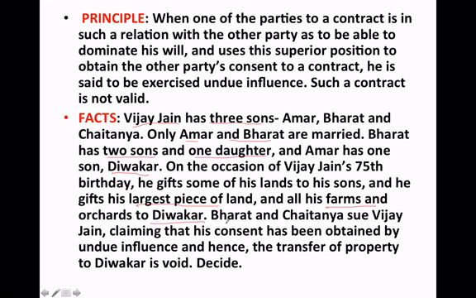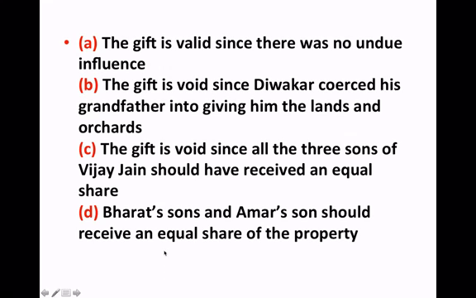Now, Bharat and Chaitanya sue Vijay Jain. The sons are suing their father, claiming that his consent has been obtained by undue influence and hence the transfer of property to Divakar is void. Now, these sons are saying that this grandson, Divakar, had undue influence over his grandfather, and that is why he got these papers signed by him by force. That is what they are intending to say. Okay, now you have to decide what's the correct answer.